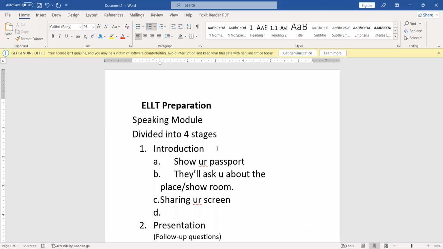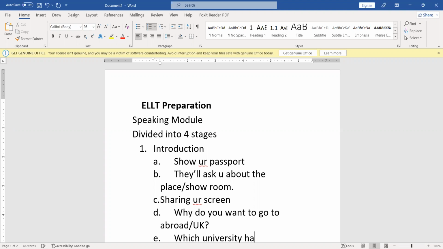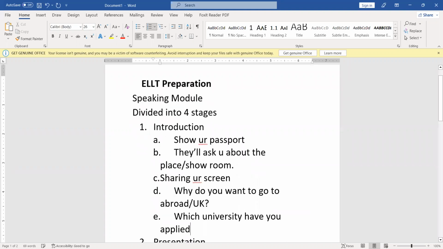And they may also ask you why do you want to go abroad or to the UK? Or which university have you applied?